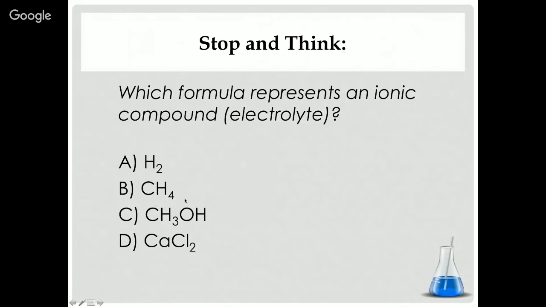Choice C, sometimes we can get fooled with this. We see the OH, we may think a base, and a base is an electrolyte. But this is not a base. This is an organic compound. This is called an alcohol. And therefore, this is not ionic. So choice D is our answer. It's ionic because calcium is a metal and chlorine is a nonmetal.